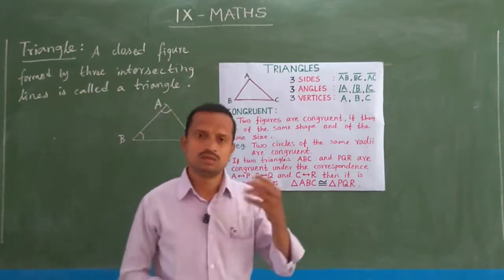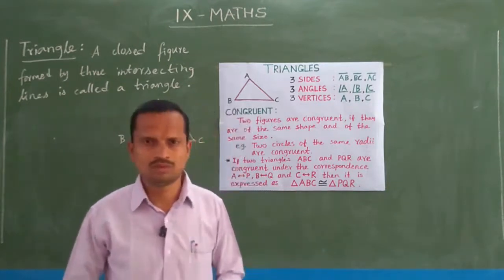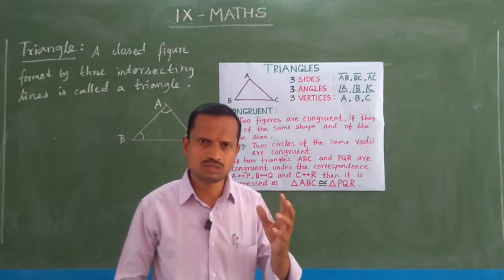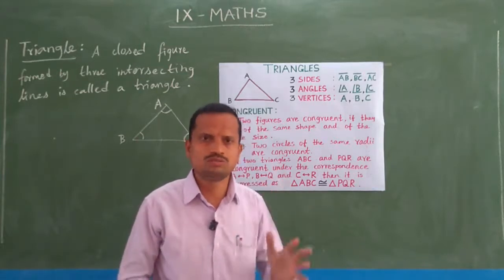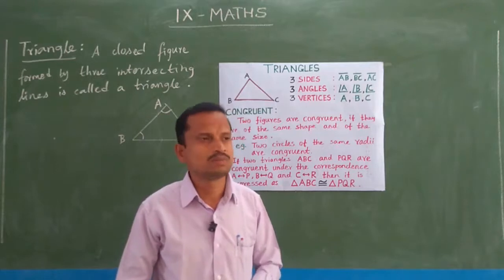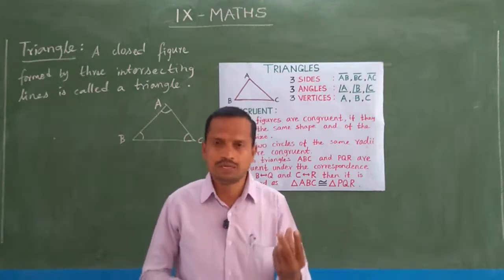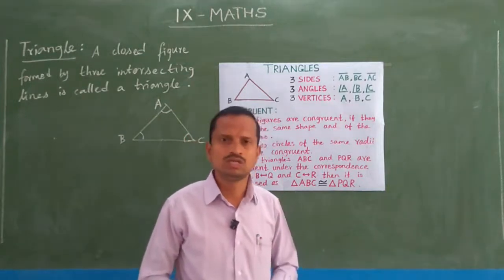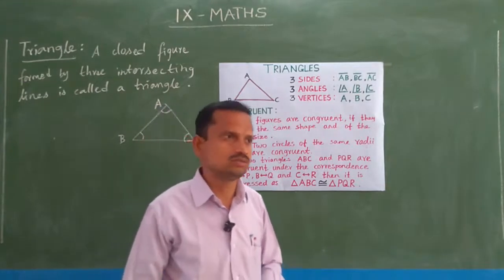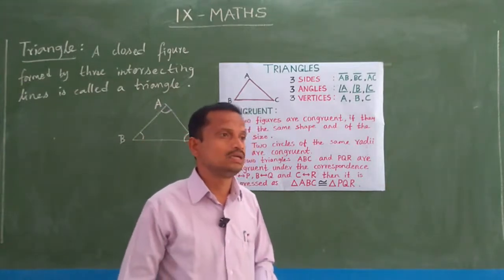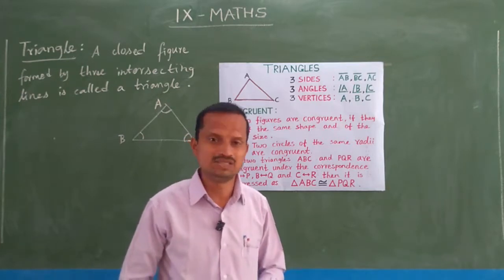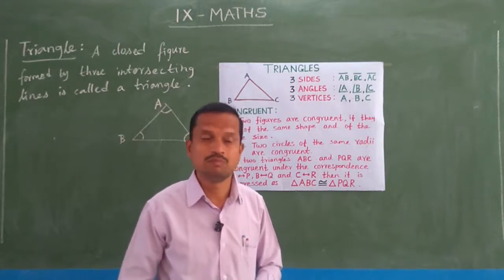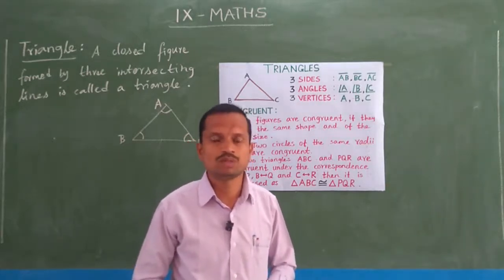For example, a packet of biscuits. Each biscuit is the same as the other, so all the biscuits are the same in shape and size. You can take 1 rupee coins of the same type. They are congruent in shape and size. And a packet of blades: they are congruent, the shape and size are the same. Like that we can give many examples of congruent.